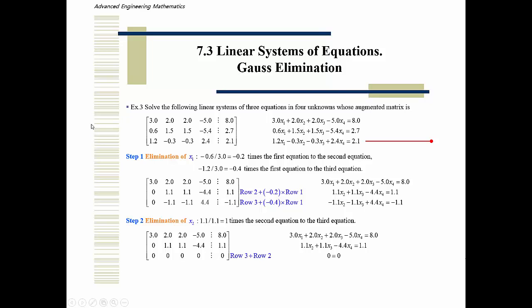As I said before, the augmented matrix is composed of the coefficient matrix and the right hand side of a linear system. The problem is to solve the following linear system of three equations in four unknowns. There is a mismatch between the number of equations and the number of unknowns. So how can we solve this problem? Let's go together.